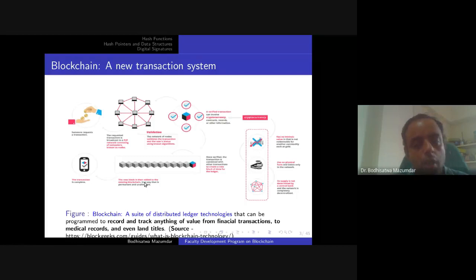We'll see the data structure of a hash-based Merkle-Damgard tree. Basically, blockchain is a suite of distributed ledger technologies that can be programmed to record and track anything of value, from financial transactions to medical records and even land titles. It is basically a ledger which gives an account of any transaction that is happening over the network.